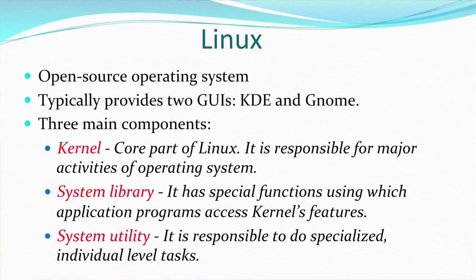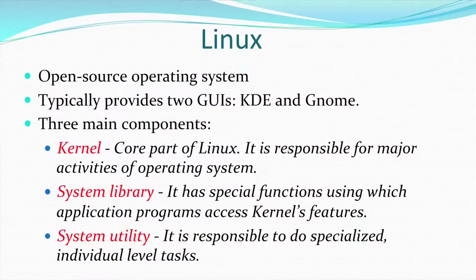Kernel is the core part of Linux. It has the commands, and it has the functioning which helps in the major activities of the operating system. So, we can say that it is the brain, the core of the Linux operating system. It has certain features which can be accessed by the system library, the second component of Linux. The system library has special functions using which the key features of the kernel can be accessed.